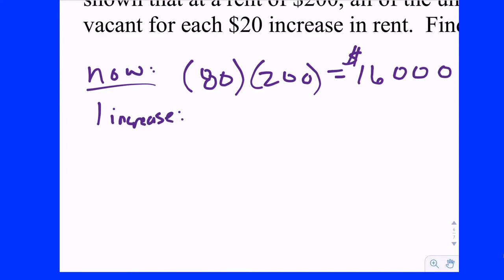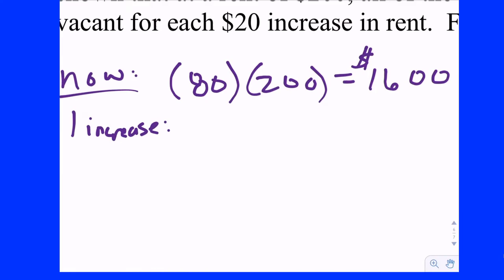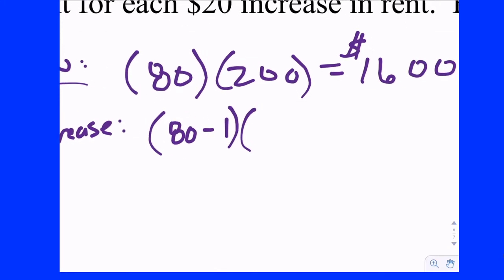Just kind of like on paper, right? If I increase it by 1, then I'm going to have one person leaving, right? So my new number of tenants would be 79, or 80 minus 1. What would be the new rent to charge? Yeah, 220, which is 200 plus 20, or 1 times 20, right? It's one increment, 20.